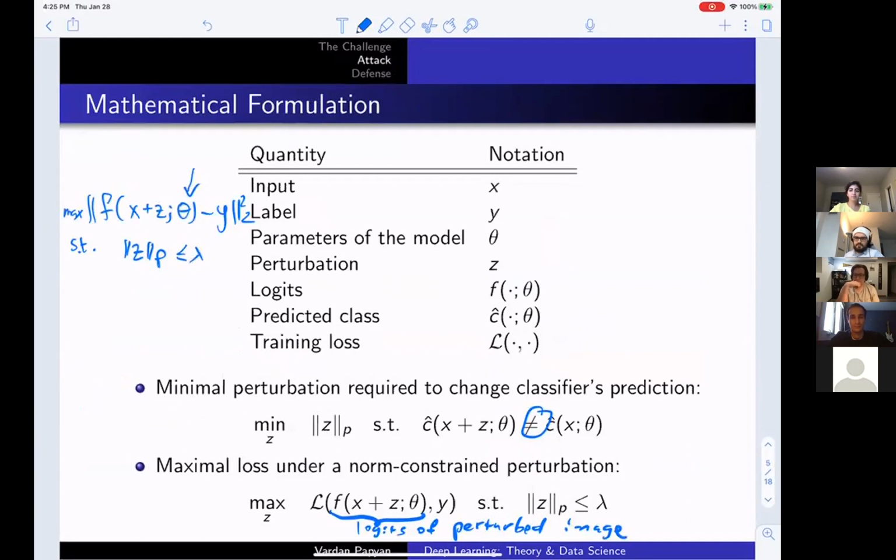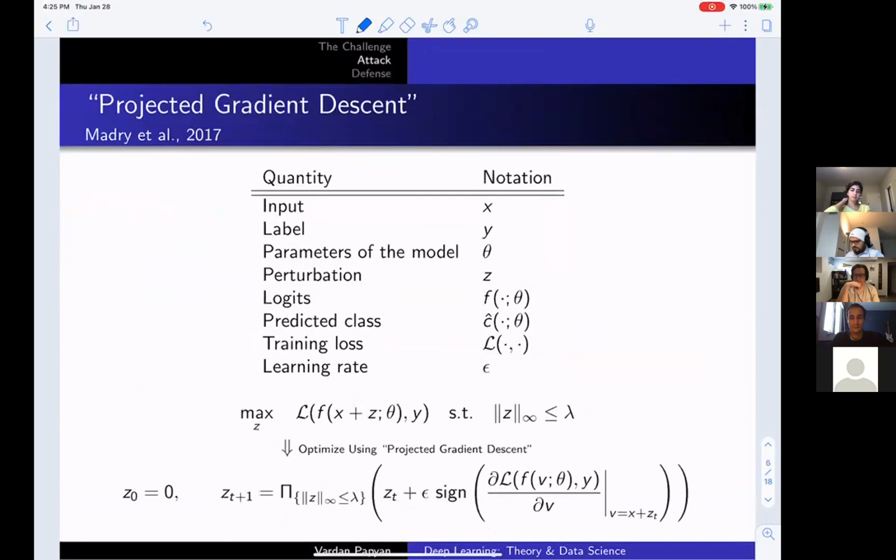They're brittle, they are unreliable. Okay, so now I'm going to show you the first algorithm for creating an adversarial attack, which is called projected gradient descent. And this was proposed in 2017 by Alexander Madry from MIT. So the algorithm says the following. Let's look at the second formulation of the adversarial example problem, where we're constraining ourselves to an L infinity norm.